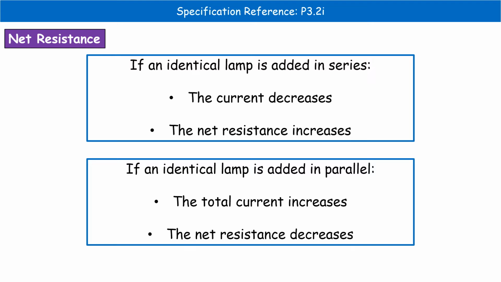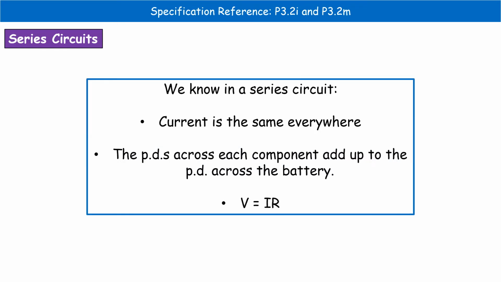If we add an identical lamp in a series circuit, the current is going to decrease, but the net resistance will increase. If, however, we add that identical lamp into a parallel circuit, the total current increases, whereas the net resistance will decrease. So just remember those patterns for series and parallel circuits, because as I say, they have given that as a question before, and I do remember relatively recently, I think it was a multiple choice question.